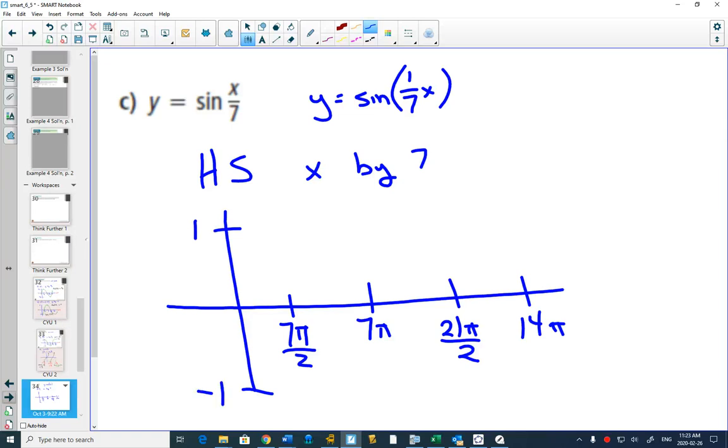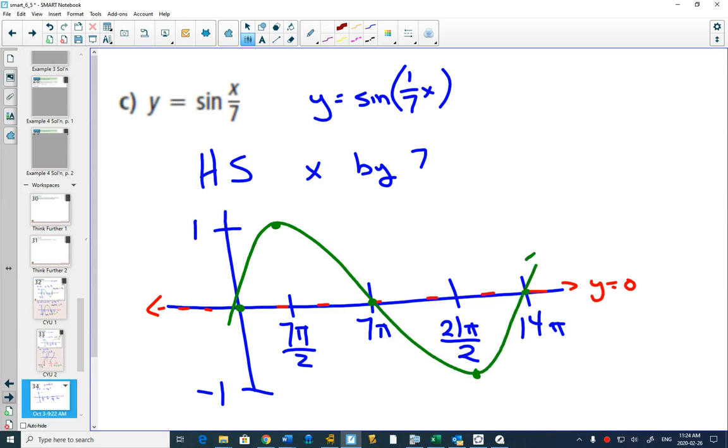Y values don't change, so our maximum and minimum are still 1 and negative 1. Our center line is still at y equals 0. Where does the sine graph start? On the center line, going up. So start on your center line, go up, and back to center line, down to minimum, back to center line. And we can say that our period is 14 pi.